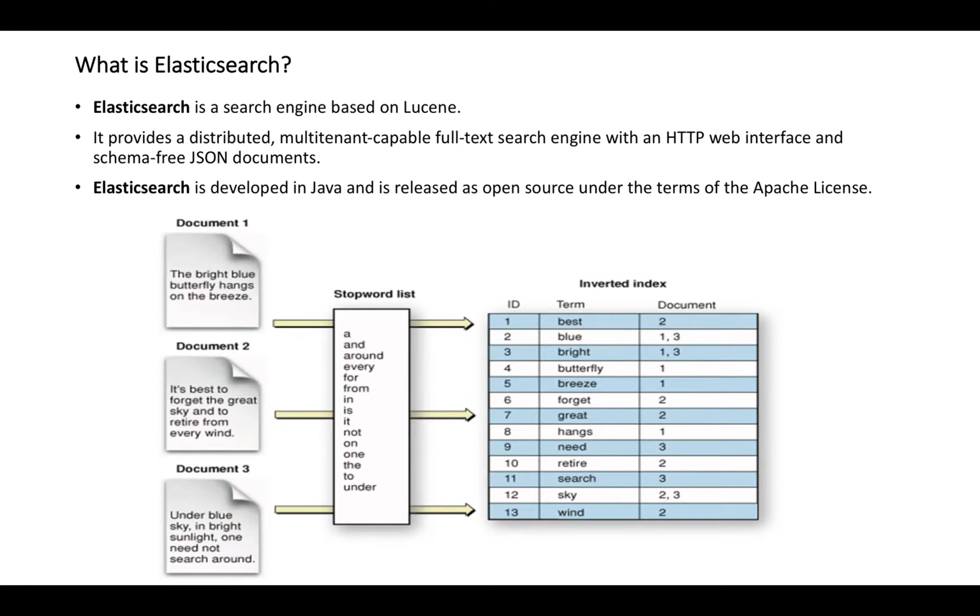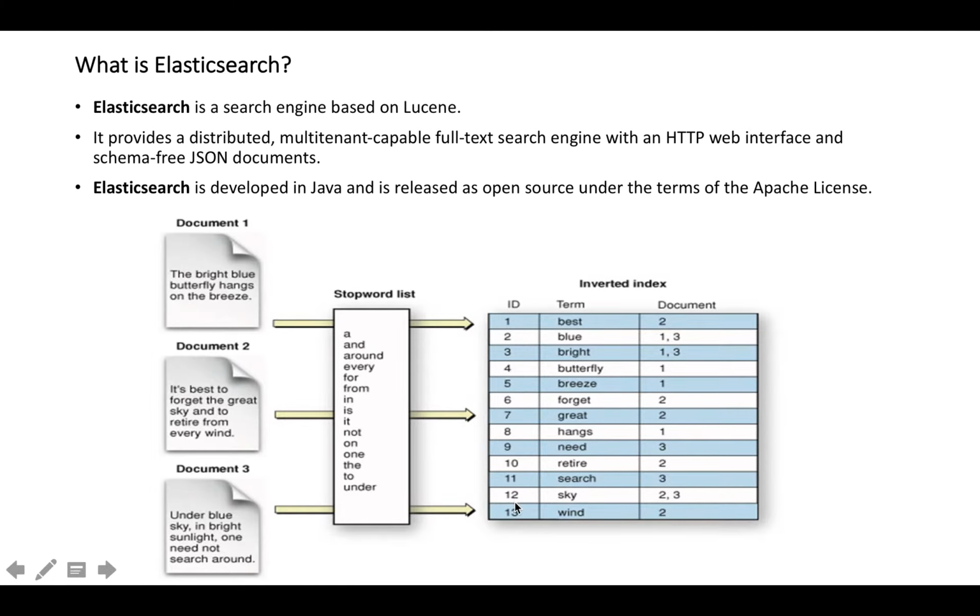What is Elasticsearch? Elasticsearch is an open source search engine based on Lucene. It provides a distributed, multi-tenant capable, full text search engine with an HTTP web interface and schema-free JSON documents. It's developed in Java and released as open source, as I mentioned, under Apache Lucene. So what it means basically, you come with any kind of document in any kind of format. When you ingest the data into Elasticsearch, this application strips down all the individual words and stores them in an inverted index format in this way.